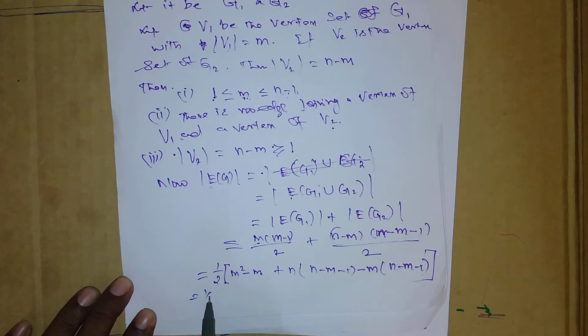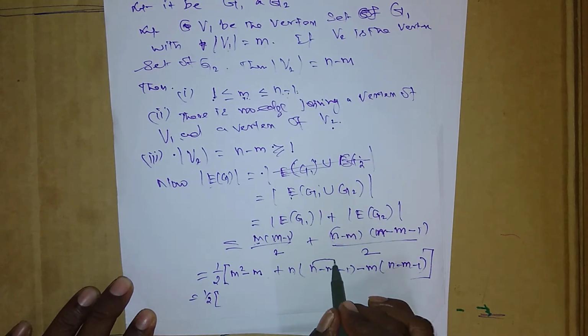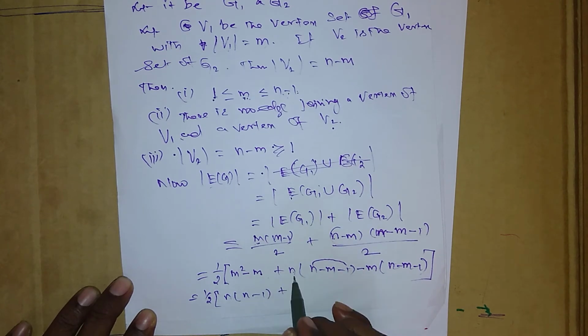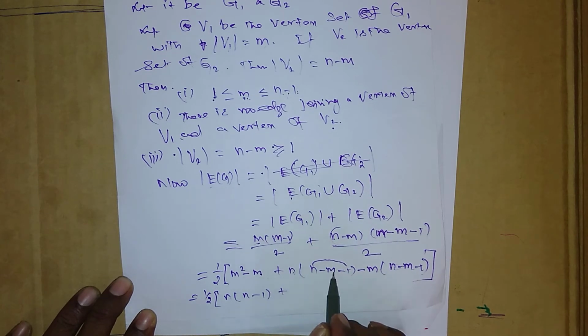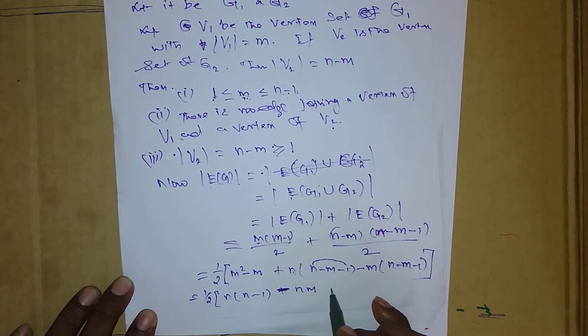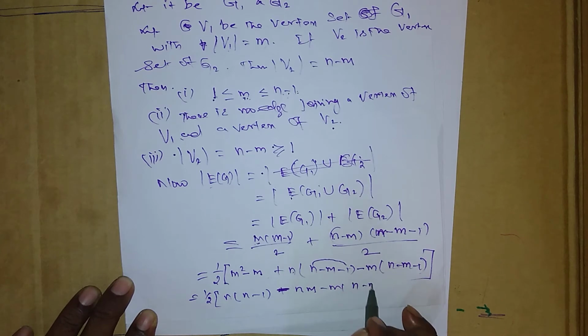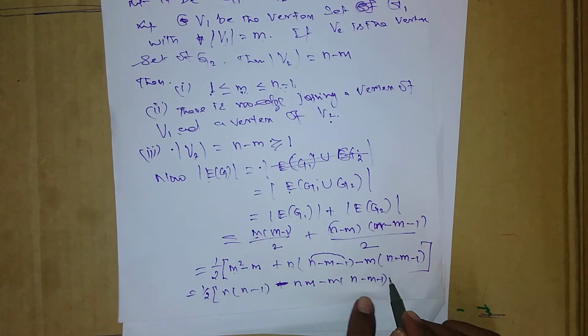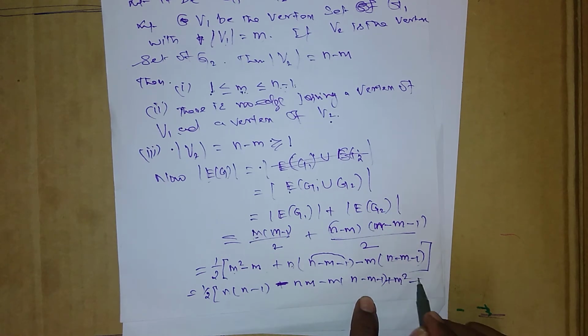Next, 1/2 into n into n minus 1. This n into n minus 1, plus this n into minus m is minus nm, minus this m into this one, minus m into n minus m minus 1, and this m square minus m, plus m square minus m.